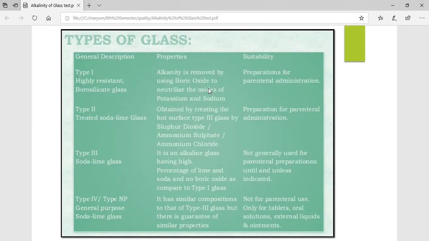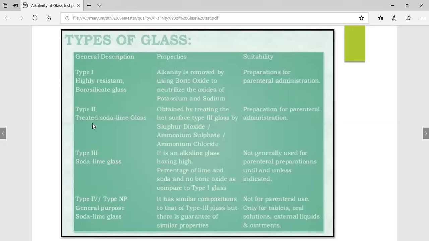That's why this is neutral glass. Boric oxide and sodium oxide get involved in a neutralization reaction, which makes this type 1 glass highly resistant to any reactivity or leaching property. This glass is also known as neutral glass and borosilicate glass. And it is mostly used for the storage or administration of parenteral dosage forms.